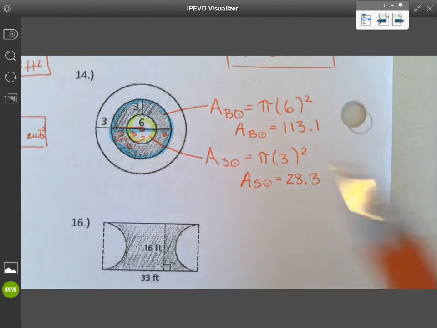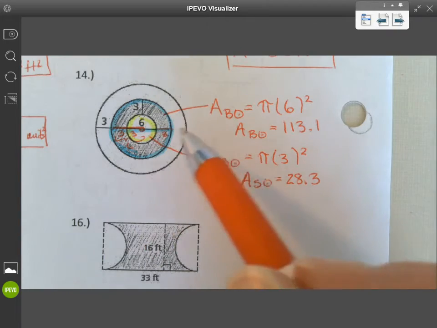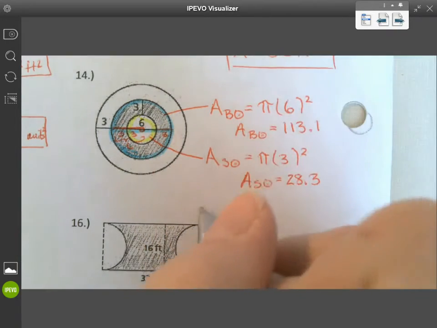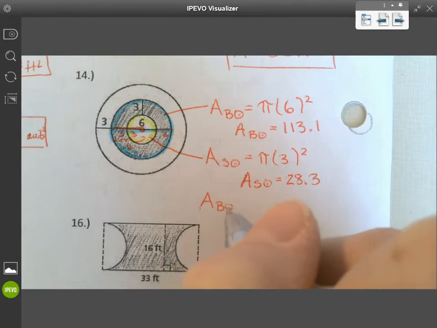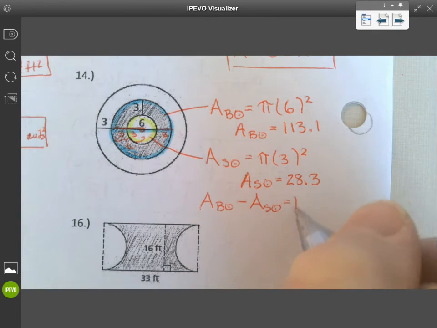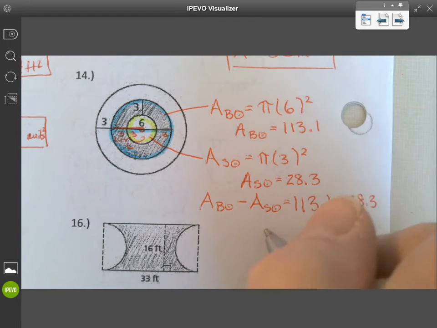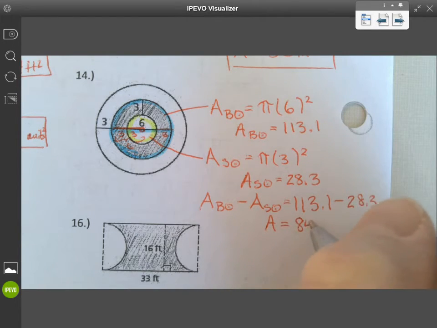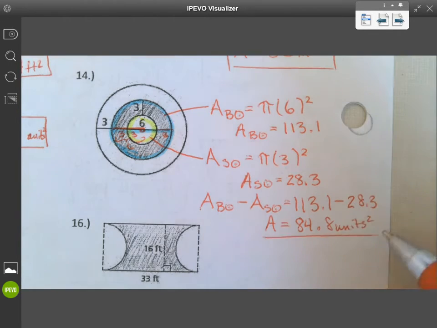Okay, so I don't really care about this big piece, so I didn't need to use the full circle, but I'm going to take the area of the big circle and cut out that little circle. So that would be 113.1 minus 28.3. All right, tell me what you get. I have it as 84.8, but I don't know that we have the same rounding, so what do you get? It is 84.8? Okay. And I'm just going to say units squared.